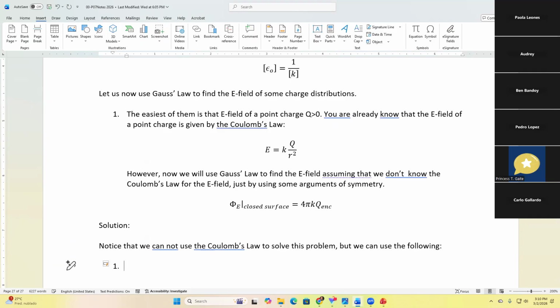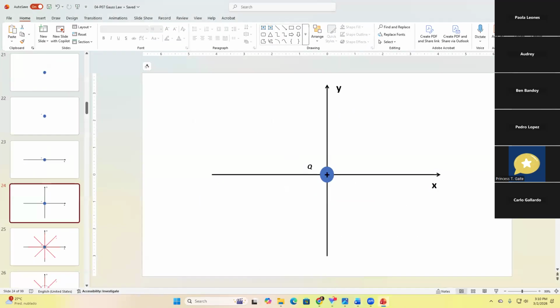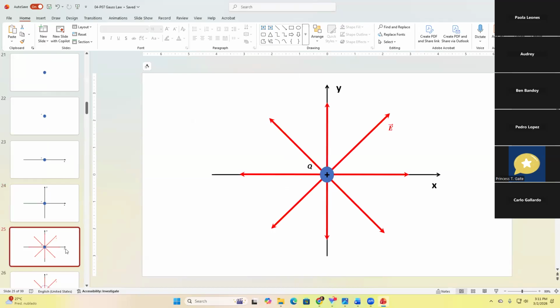1. Positive charges are sources of electric field. Okay? We know that. That we can use. Okay, so what does it mean? It means that the electric field radiates away from the electric charge.